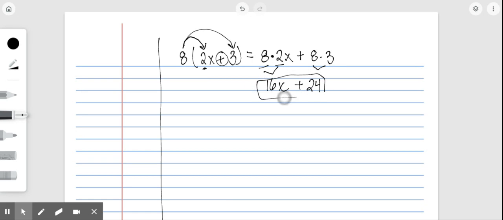And then we're going to remember from before, since this term has an x and this one does not, they're not like terms. So this is as simplified as it goes. I cannot simplify it any further. Okay, so again, got to make sure that we're paying attention to that.